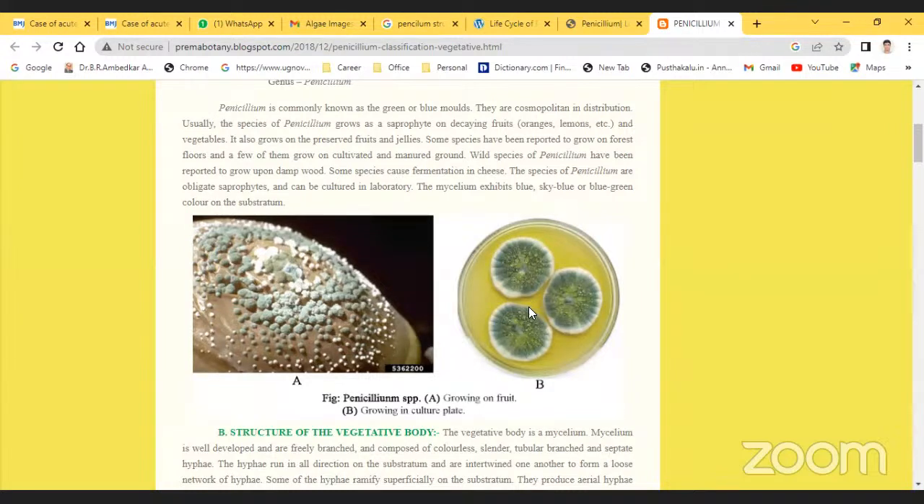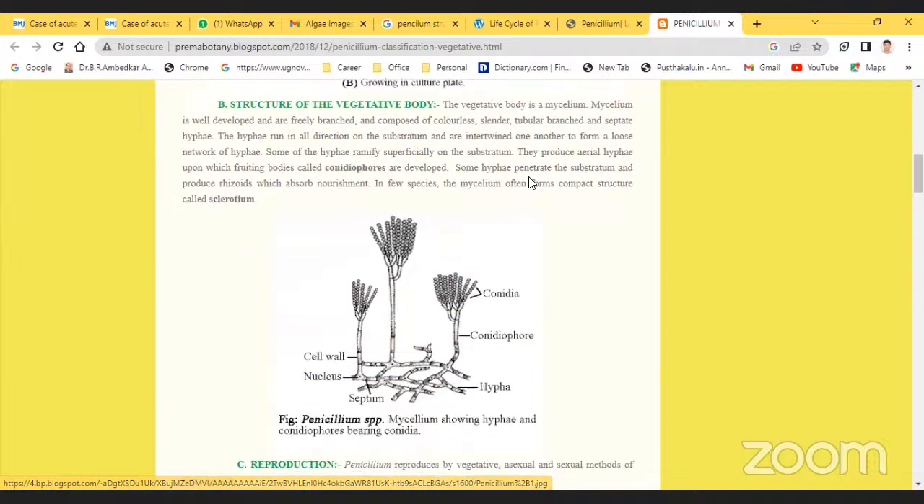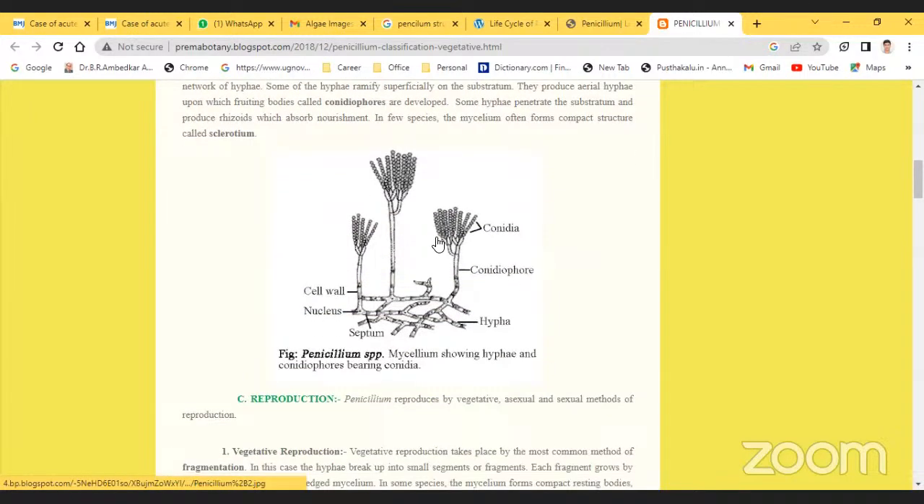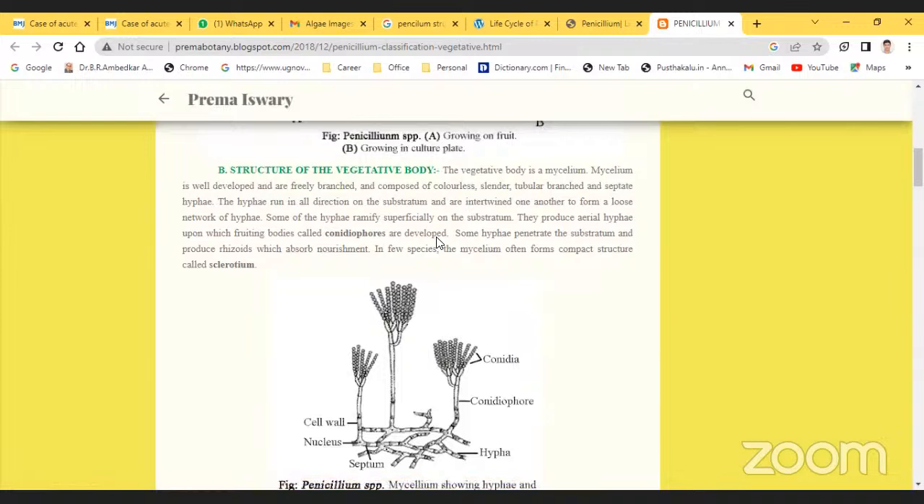You see these are growing on the fruit. The first one has black spots and white spots like this. This is the Penicillium species. In B, we are growing it artificially in laboratory conditions, growing in the culture plate. Next, the structure of Penicillium. How does this diagram look? Like a paintbrush, right?